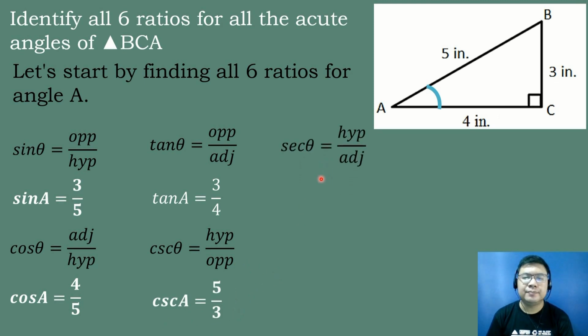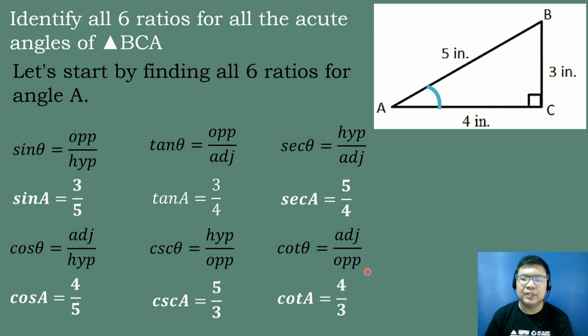And the next one, we have the value of the secant theta. To compute for the value of secant theta, we will be using the formula hypotenuse all over the adjacent. So the value of the hypotenuse again is equal to 5, and the value of the adjacent side is equal to 4 inches. So we have 5 over 4. And then next for the cotangent theta or cotangent A, we will be using the formula adjacent over opposite. So the adjacent side again is equal to 4 inches, and the opposite side of angle A is equal to 3 inches. So this will be equal to 4 over 3.